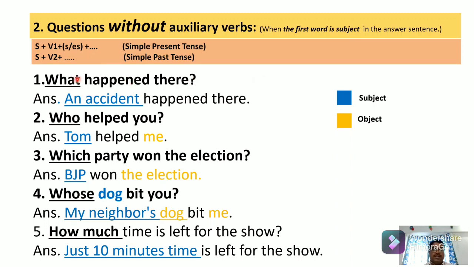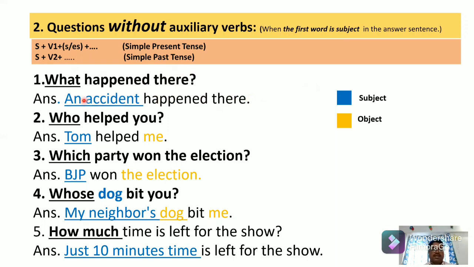And to understand this, first we have to answer the question. What happened there? The answer could be anything like this. An accident happened there, or a meeting happened there, a program happened there. The answer could be anything. So what is the first word? The question word, what, is functioning here as a subject and not as an object, correct? What happened there? An accident happened there, correct?